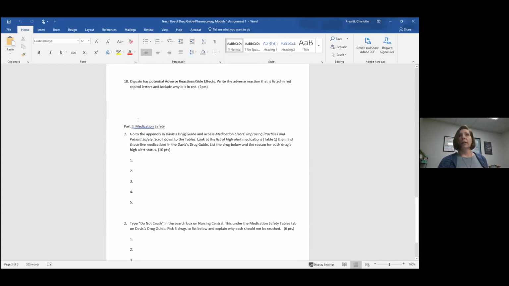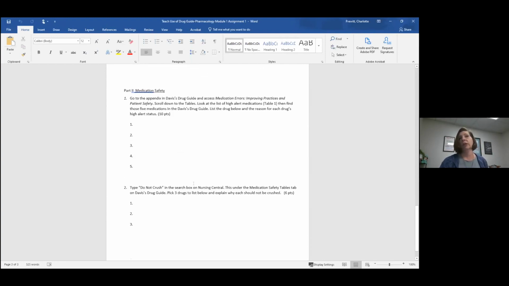Then I take part 2 of it, and we talk about safety and how we can deliver medications. It doesn't have to be digoxin. How do we deliver that safely to our patients? I take them to the appendix of their Davis's drug guide, and I have them access an article called Medication Errors, and I have them look up specific information.